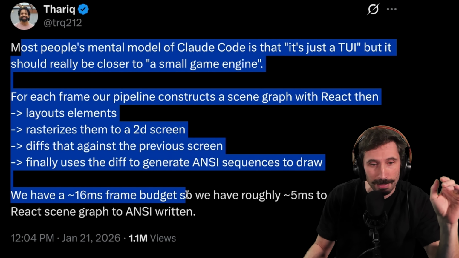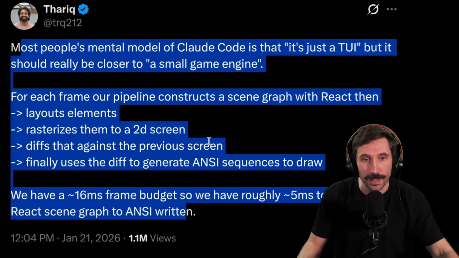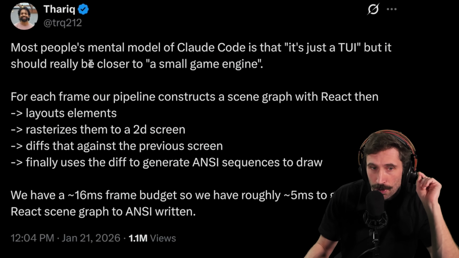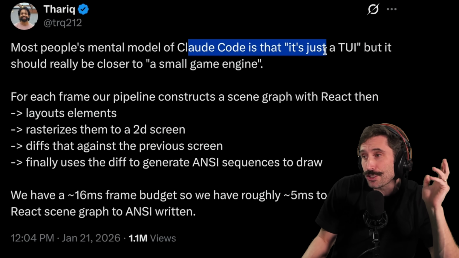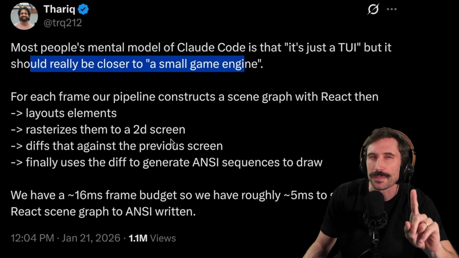Now, this tweet caught my attention and has been eating me alive, and now I have to make a video about it. Let me just read it to you. Most people's mental model of Claude Code is that it's just a TUI. That's what I thought it was, at least, but it's actually closer to a small game engine. Okay, whoa.